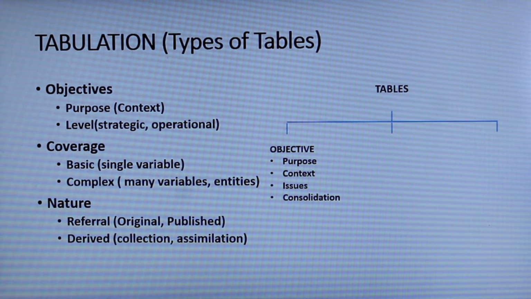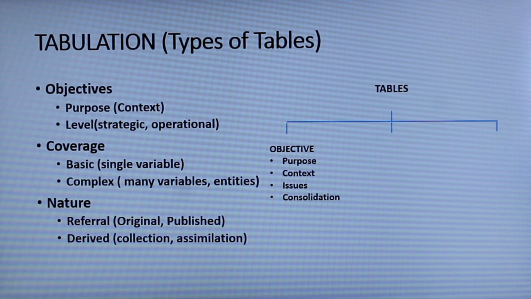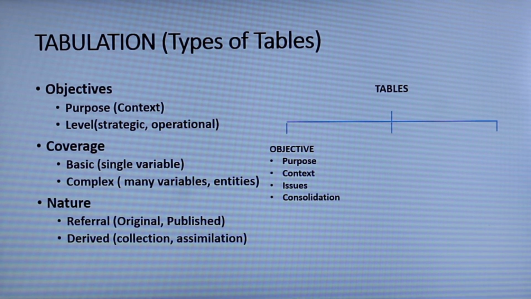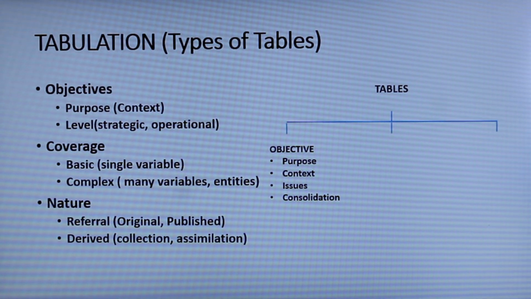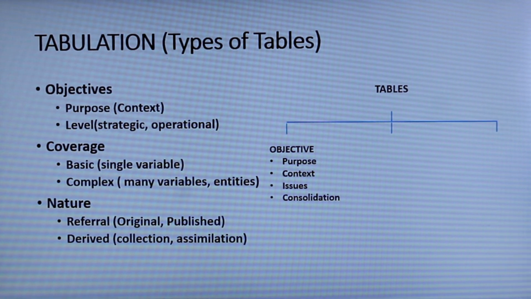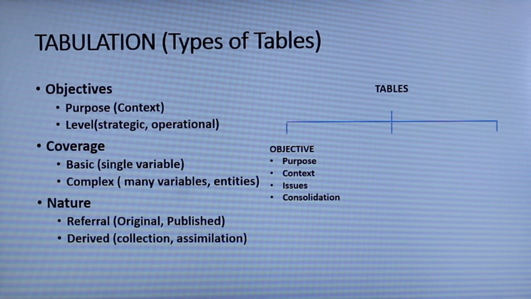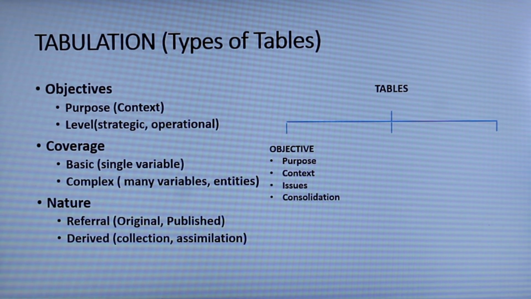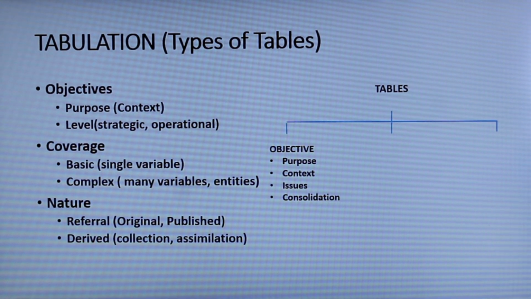So that is why the objective type of table will have a purpose, it has a context, or it is about an issue. Suppose some breakdowns are happening, then you have to focus on where exactly it is happening. Or it could be for consolidation, a financial consolidation, or a stock positions consolidation, so many things.